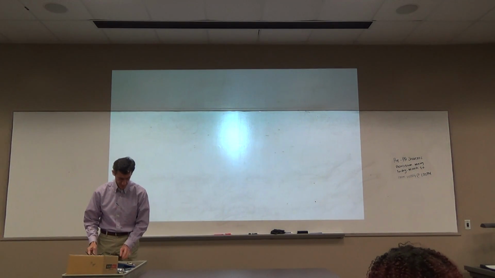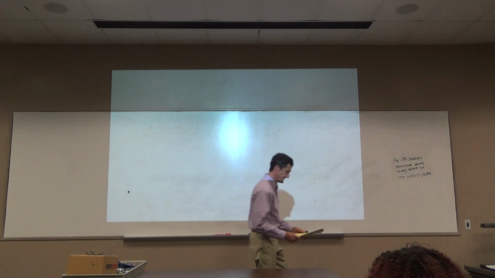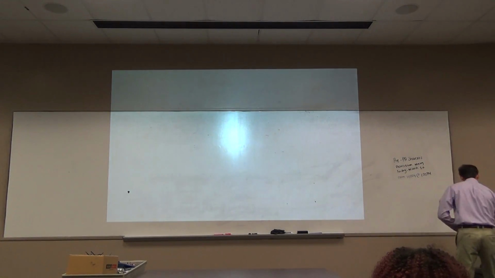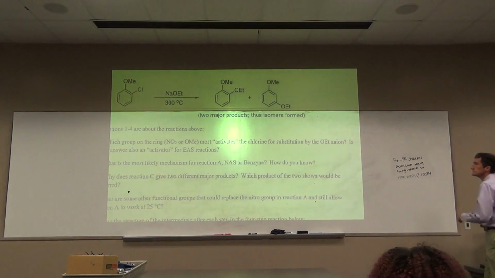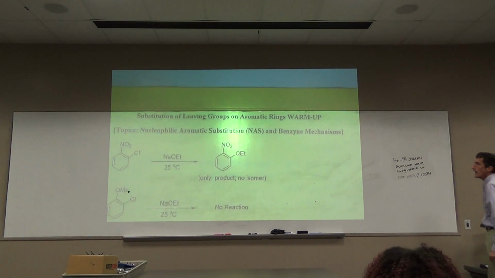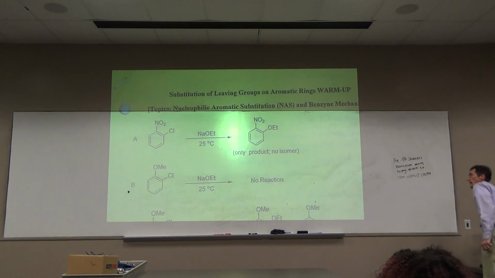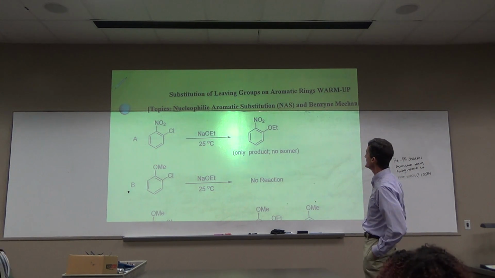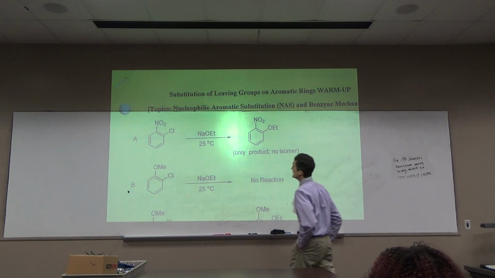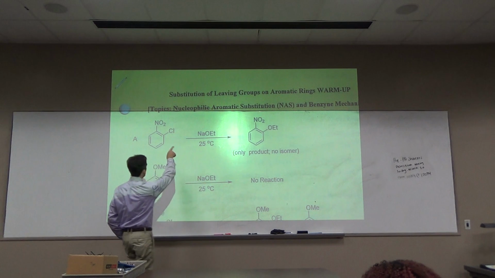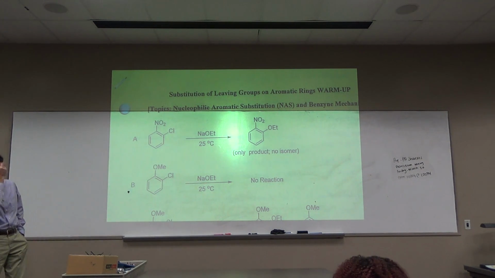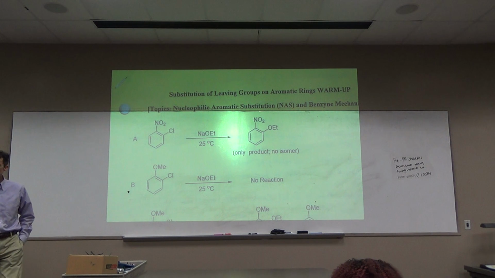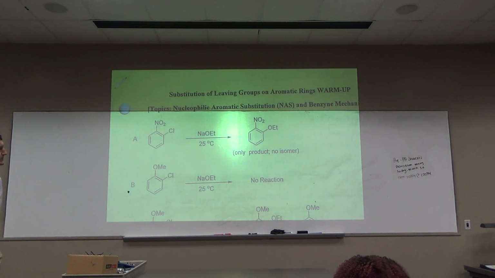Okay, let's finish up the yellow handout. Substituting a leaving group. Reaction A looks pretty straightforward. We've got an ethoxy nucleophile. Can we displace that chlorine there on the ring?